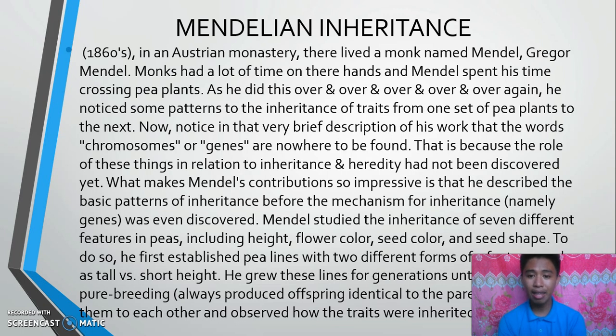Mendel studied the inheritance of 7 different features of peas, including height, flower color, seed color, and seed shape. To do so, he first established pea lines with 2 different forms of the feature, such as tall versus short height. He grew these lines for generations until they were pure breeding. Then he bred them to each other and observed how these traits were inherited.